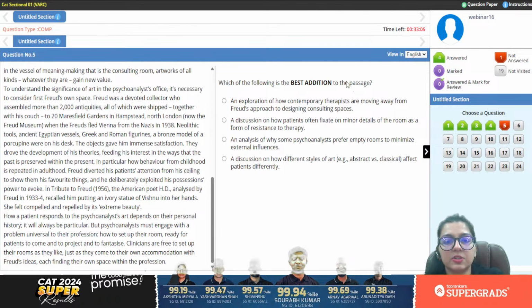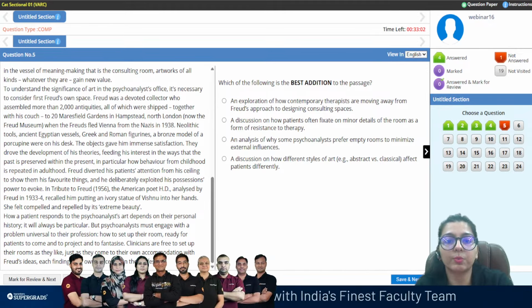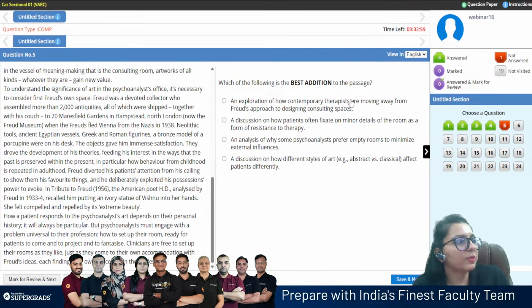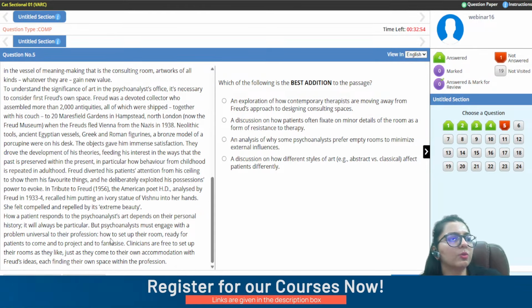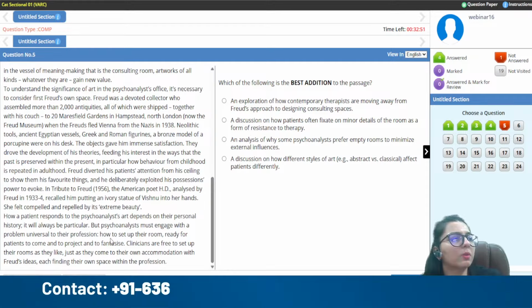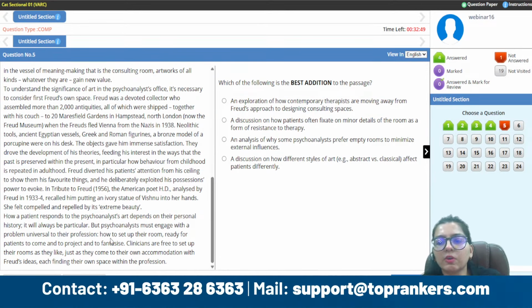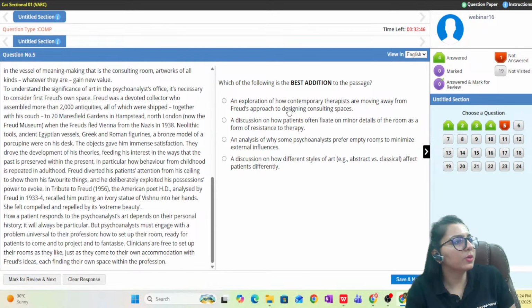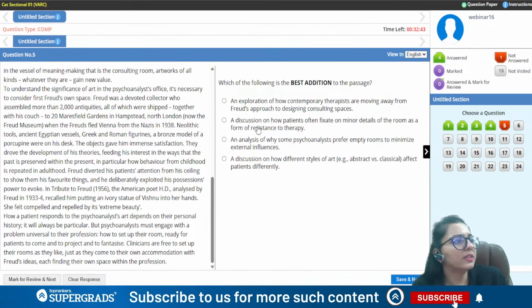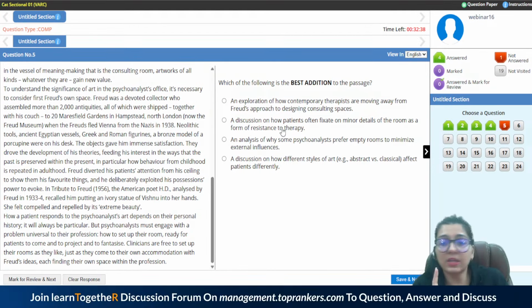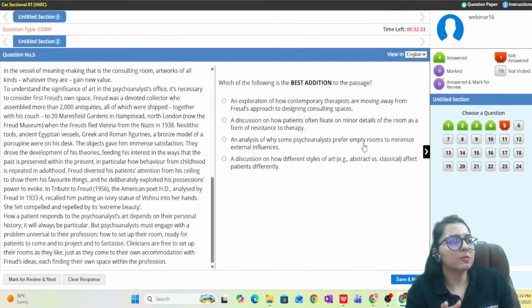Okay, which of the following is the best addition? So if something were added to the passage, what would that be? Now let's see. An exploration of contemporary therapists. No, we don't want to talk about contemporary therapists. Either we continue to talk about the psychoanalyst or Freud's way, or we move on to the contribution of art to all of the surroundings. Exploration of contemporary therapists is out of the question. A discussion on how patients often fixate on minor details of the room as a form of resistance. Resistance to therapy? No. It has to be some sort of influence on therapy. Can't be. An analysis of why some psychoanalysts prefer an empty room. It's not about the empty room. So by default, a discussion on how different styles of art, abstract, classical, affect the patient.